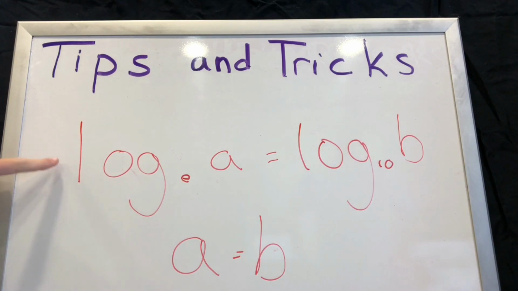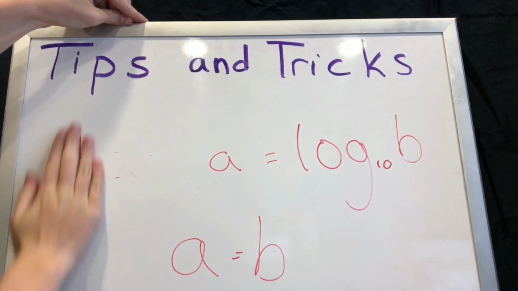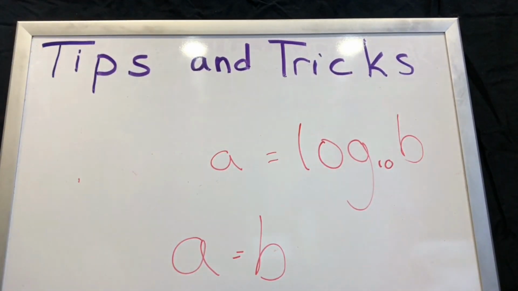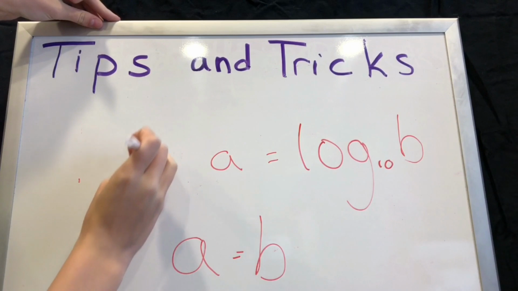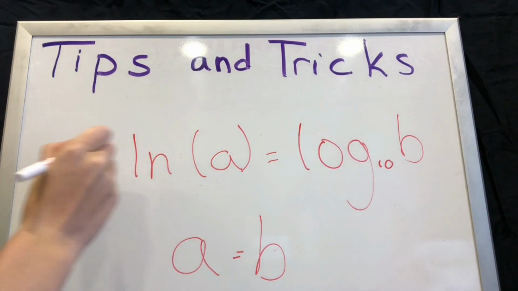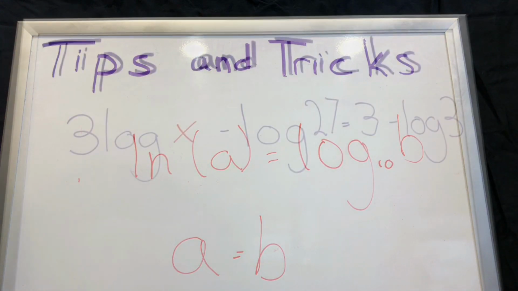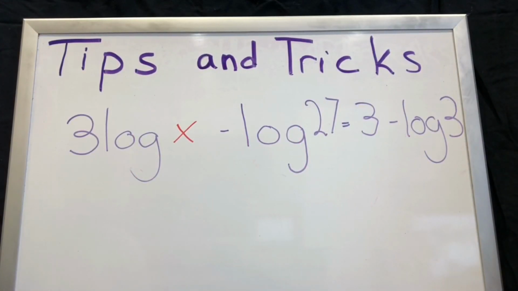However, we don't write log base e. Rather, we convert it to ln. Saying ln of a is the same as saying log base e of a. It's called a natural logarithm. Next, we're going to cover using logarithm rules in reverse in order to solve equations.